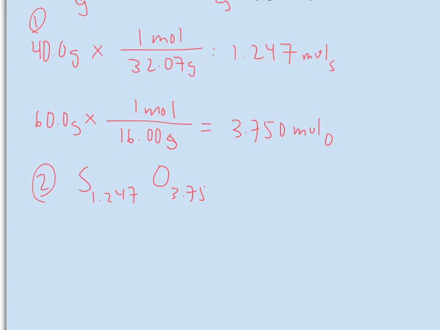And when I do that, I get S1, and O now becomes 3.75 divided by 1.247. It's 3.007, which is close enough to say that my formula must be SO3. Okay, so that's an example where it worked out to whole numbers.